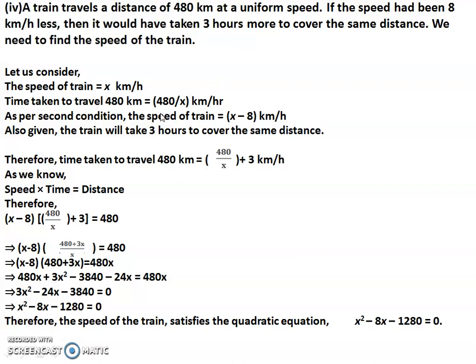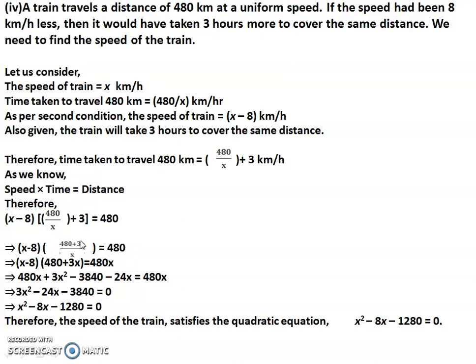What was the first time? 480 by x. So it increases by 3 hours. How can I write it? Time taken to travel 480 km in the second condition is 480 by x plus 3. As we know, speed into time equal to distance, here we can equate both the sides. (x minus 8) into (480 by x plus 3) equal to 480.